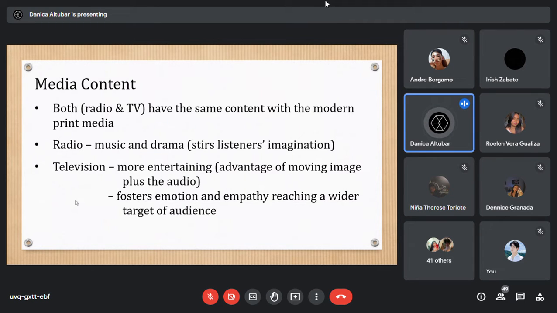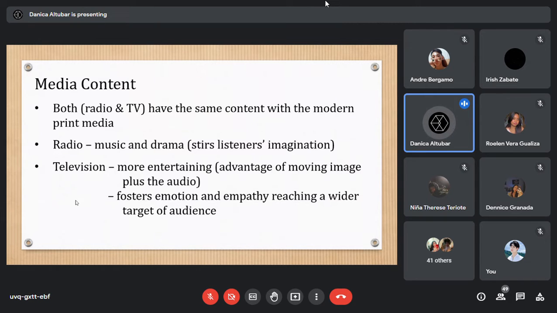Okay, so during the modern times in print media, advertisements and entertainment are very famous, that was what was popular at that time. Okay, so in radio, music and drama are their content. So you'd often hear songs on the radio, love songs, sad songs, ballads, hip hop, rock, K-pop, and other songs, even P-pop, because the content generated in the radio stirs listeners' imagination.